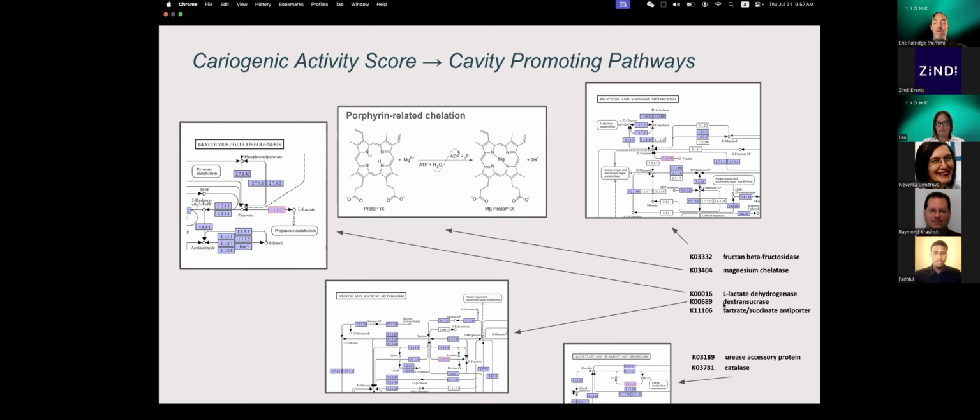The next one is one of the most cariogenic functions known, K00689. It's dextransucrase. And this one is involved in the conversion of sucrose to fructose. The next one is K1106, tartrate succinate antiporter. So this is moving these acids and exchanging them and creating a more acidic or basic environment. K03189 is a urease accessory protein. This is going to be related to breaking apart urea, which will absolutely affect the pH. And the last one is catalase, K03781, and this is related to the breakdown of hydrogen peroxide to oxygen, for example. And all of these do have roles in cariogenic activity.